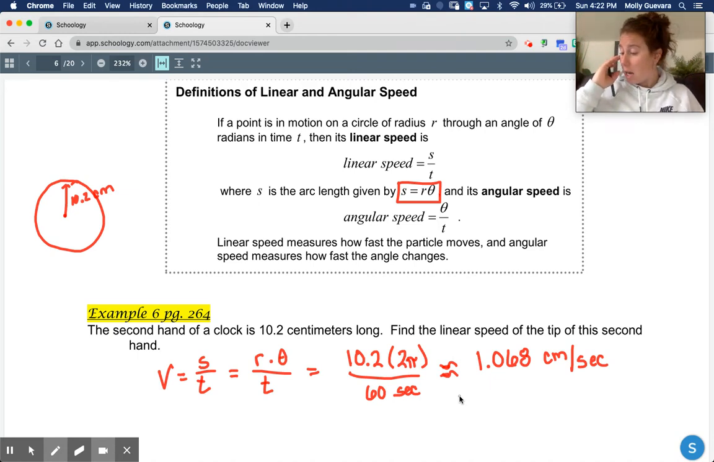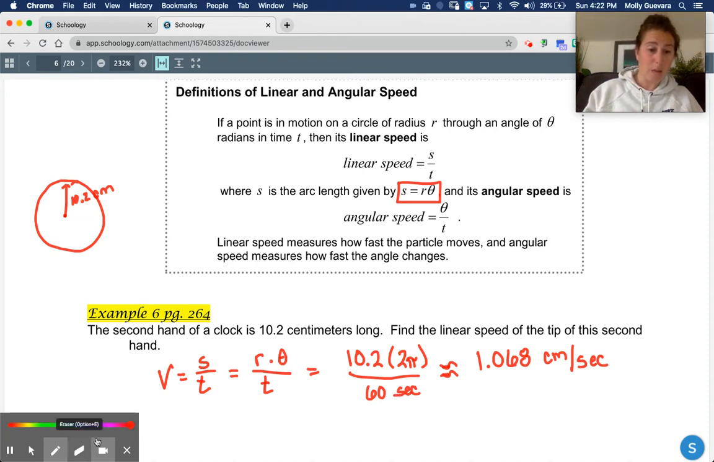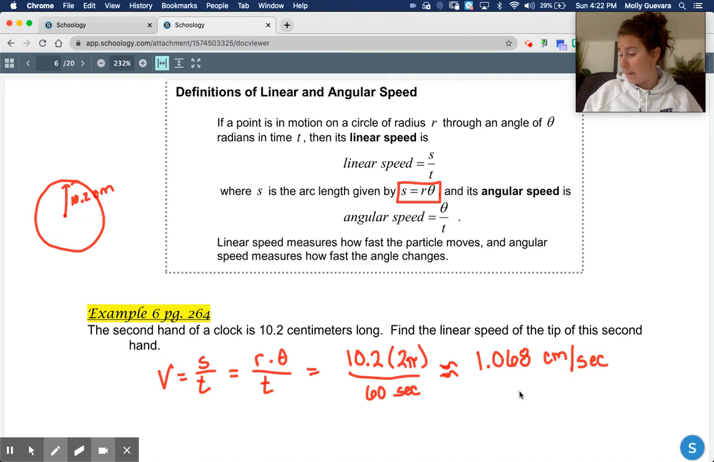Okay, I want you to try the next one, the U try. I'm going to leave this up so you can look at this as an example, but it's pretty much identical. You just have a different radius. So go ahead and try the U try, and then when you're ready, you can go ahead and hit play.